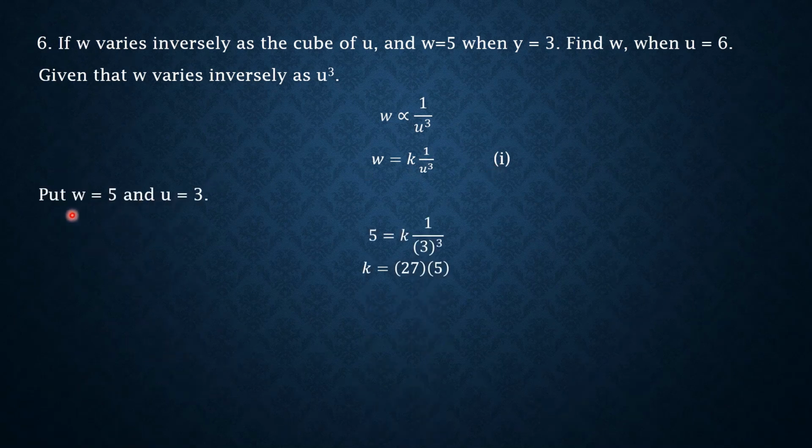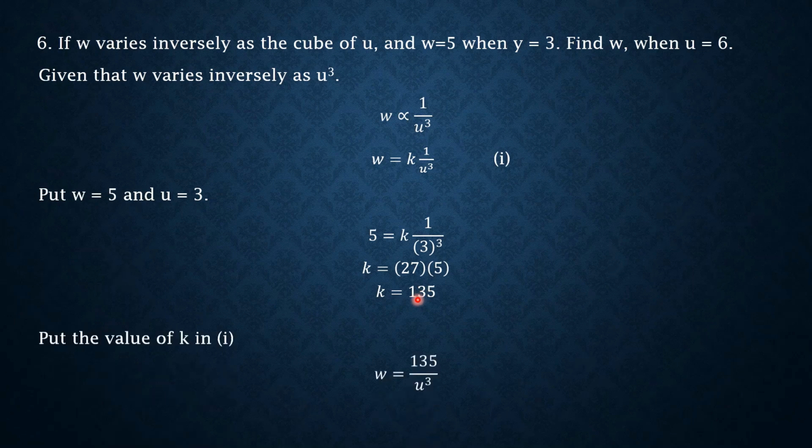So as we find the value of k first, we have to put w equal to 5 and u equal to 3 in equation number 1, and we have 5 equal to k into 1 by 3 cube, as u cube can be written as 3 cube. Now k equal to u cube into w can be written as 27 into 5, as 3 cube will give us 27. Now we will transpose this to the left side and write k equal to 27 into 5. Now 27 into 5 will give us 135. So k equal to 135.